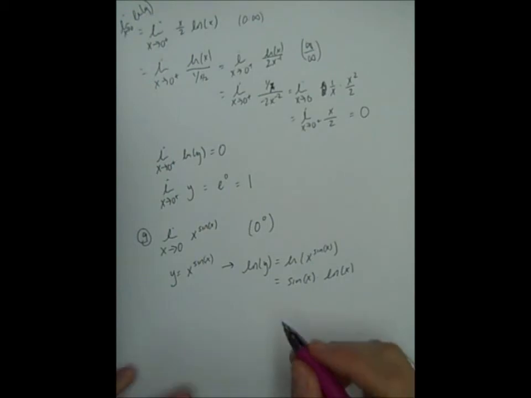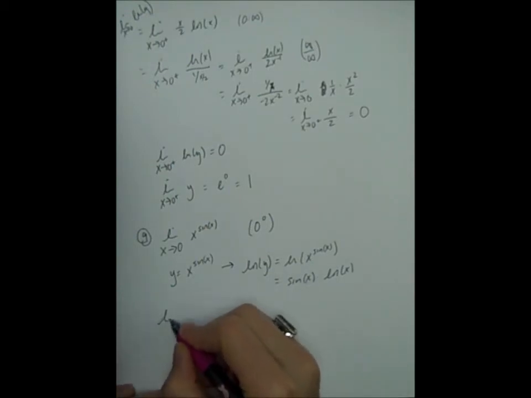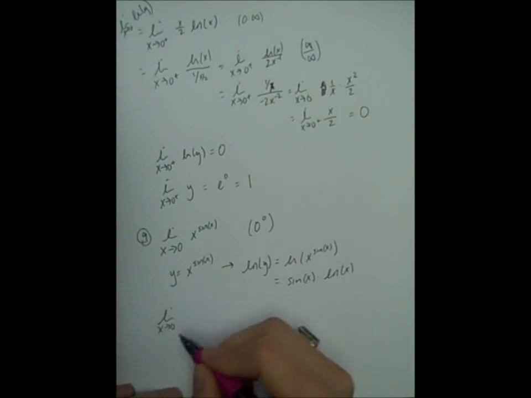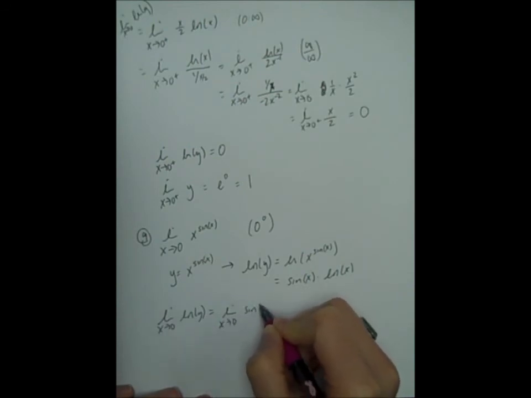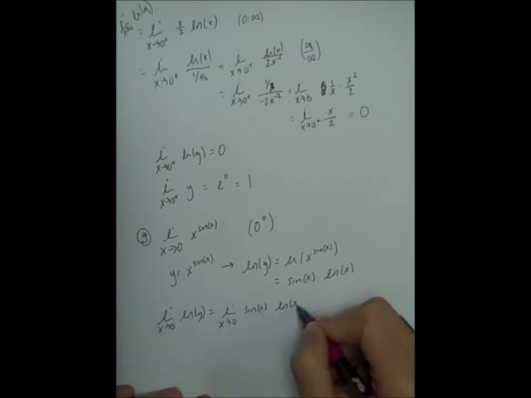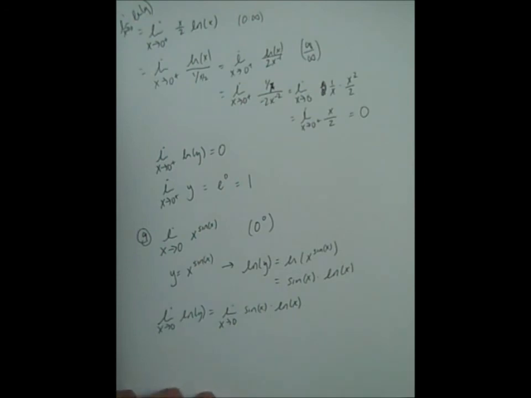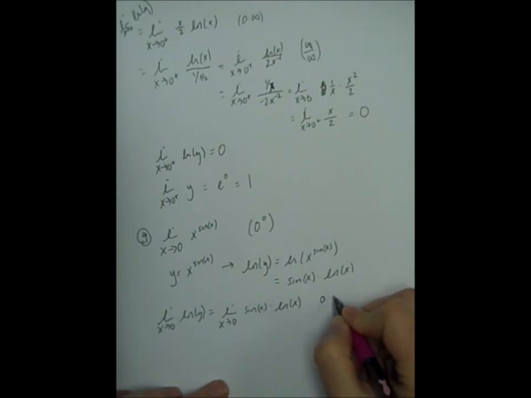Okay, now I'm going to look at this limit. So I'm looking at the limit as x approaches 0 of the natural log of y, which we just found was the limit as x approaches 0 of sine x times natural log of x. What's the form of this? Well, as I plug in 0 to both, I'll get 0 times infinity.